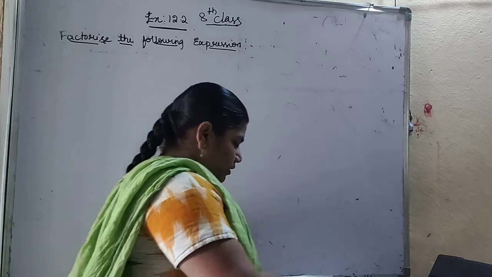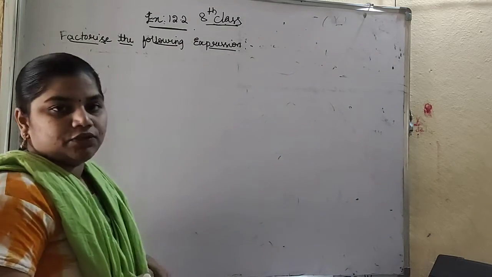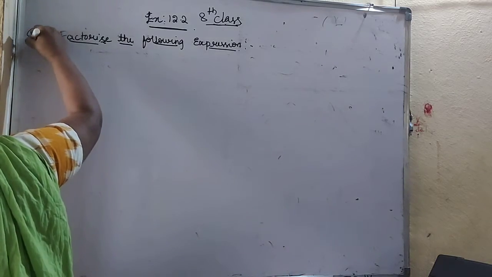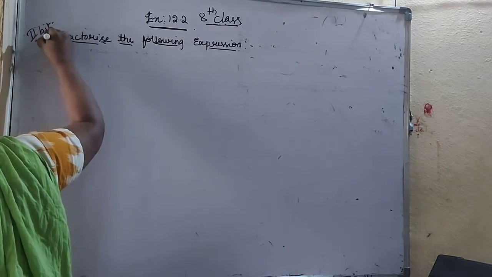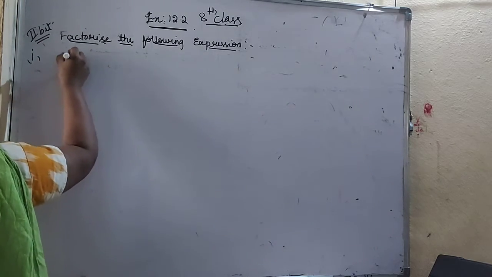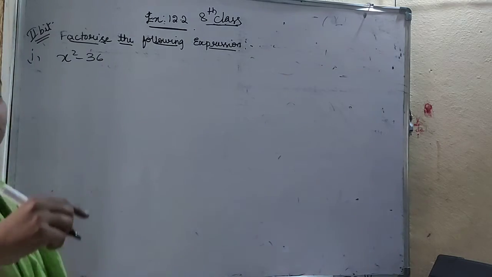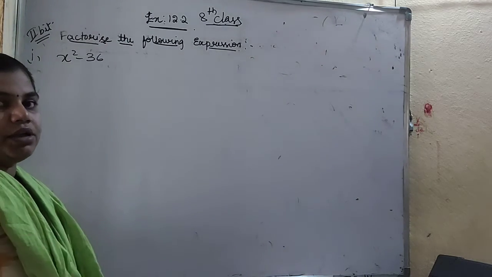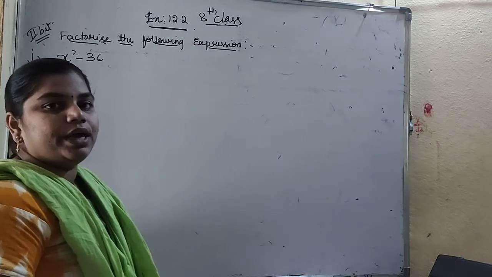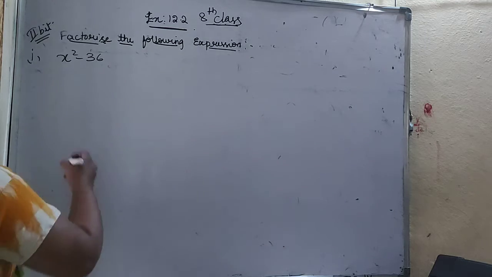So next bit is factorize the following. So we have to factorize the given questions again. So this is our second bit. First one. So now we are having only 2 terms, x square minus 36. So which identity we can use? We can use the third identity. What is the third identity? A square minus b square is equal to a plus b into a minus b. So that identity we are going to apply here.